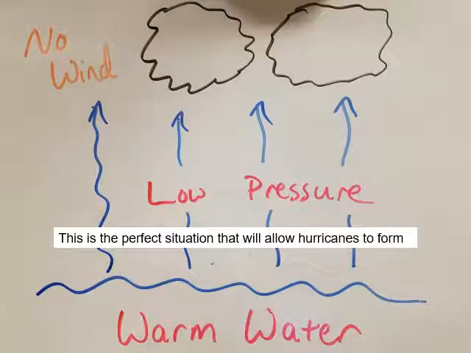So here's the perfect situation that's going to allow hurricanes to form. One, nice warm water that evaporates easily. Two, low pressure, which allows the water to go up in the air and form clouds. And finally, no upper level winds, so the clouds can form and get organized.